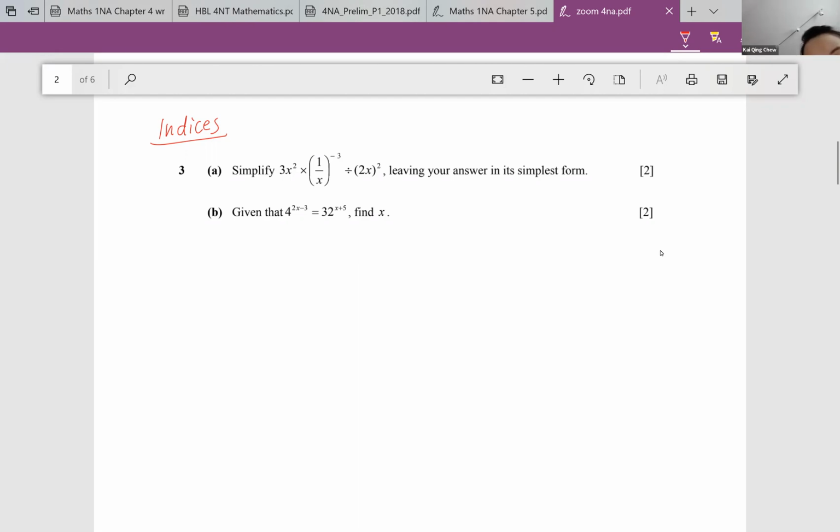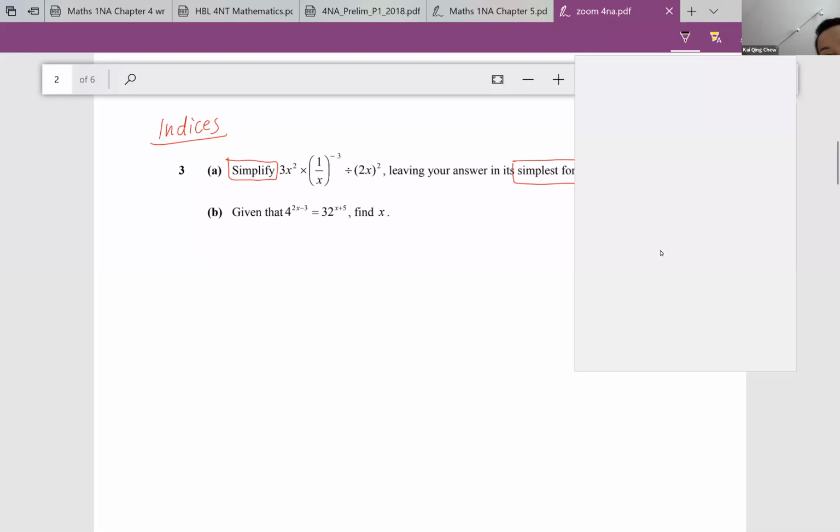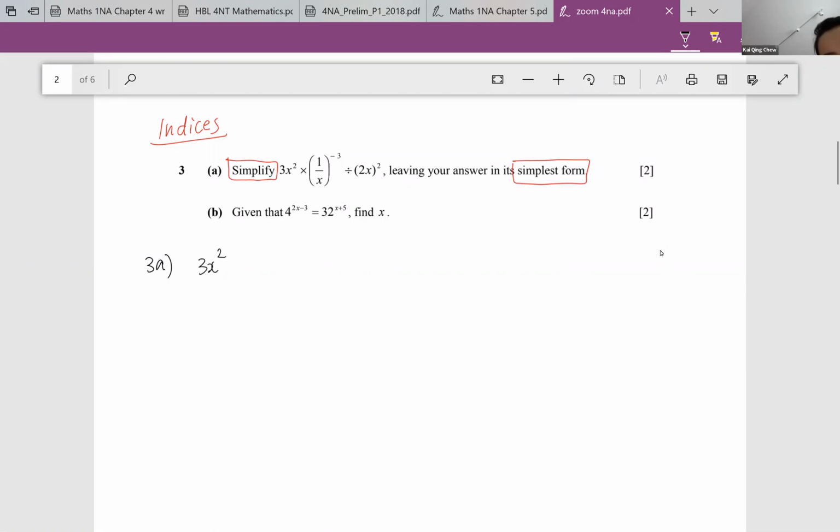Okay, so let's look at this. Simplify. The keyword is simplify only, you don't need to solve or anything. Just make it as clean and neat as possible, in its simplest form. Let's try it together. 3a. I have 3x squared times 1 over x to the power of negative 3, divided by 2x squared. I look at it one term at a time. It looks very complicated, but I just settle it one term at a time. This one, 3x squared, has nothing to simplify, so it remains as 3x squared.